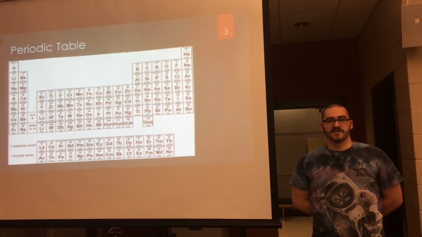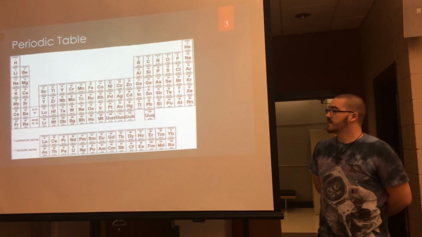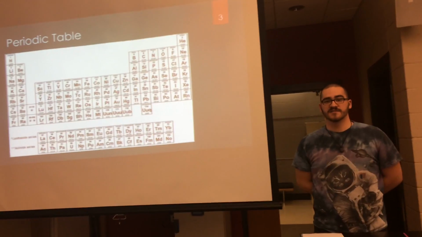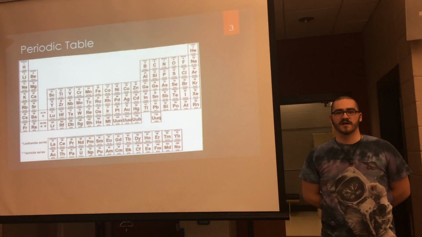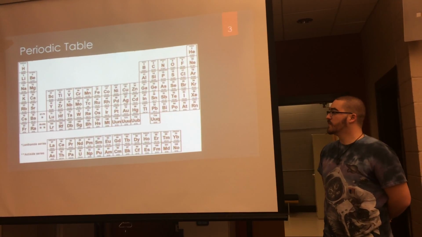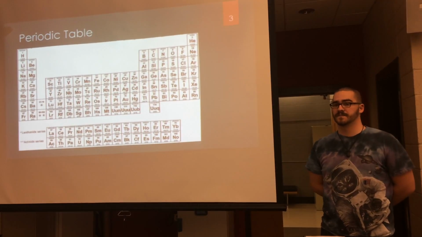But before we get into the problem, here's the periodic table. The periodic table has the chemical symbols for each element listed in order of increasing atomic number. Below each chemical symbol is the atomic mass of each element.